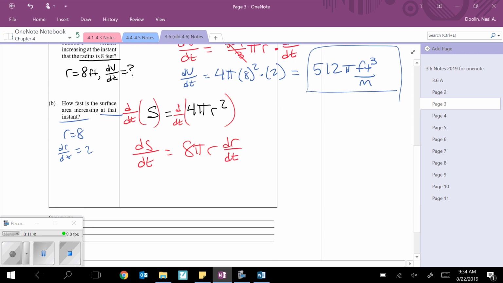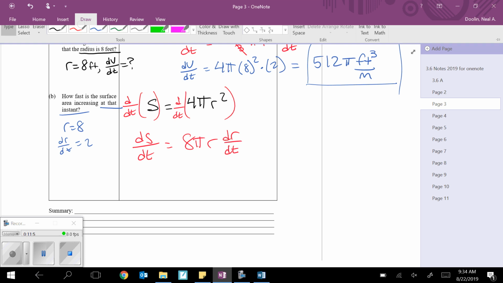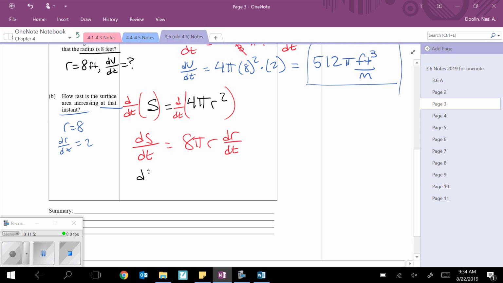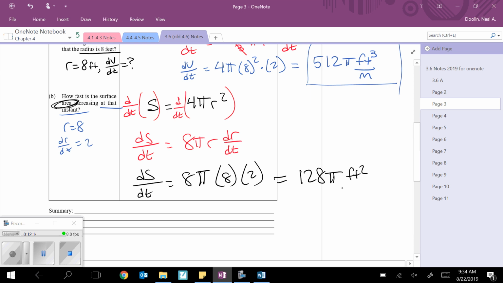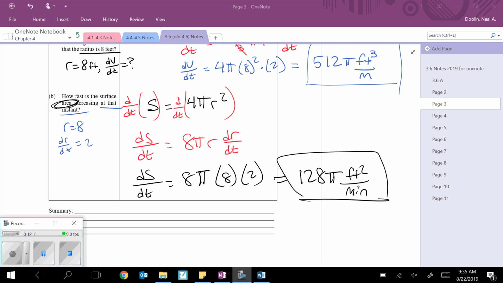Let's evaluate. The surface area changes at a rate of, let's see, we said the radius was 8, this was 2. So 8 times 8, 64 times 2, 128. 128, still got the pi. And then let's see, it's an area this time, so that would be feet squared, and we were still working in minutes. All right, let's turn that page.